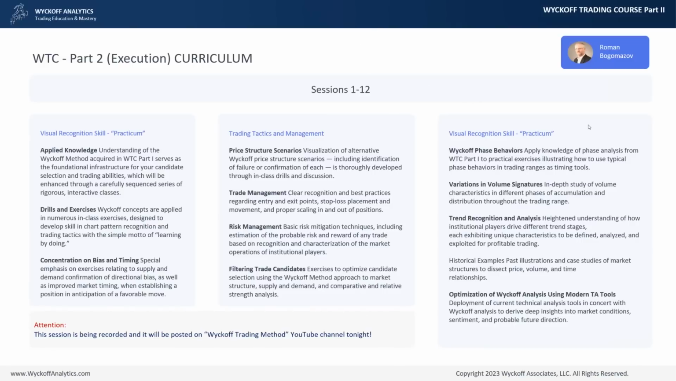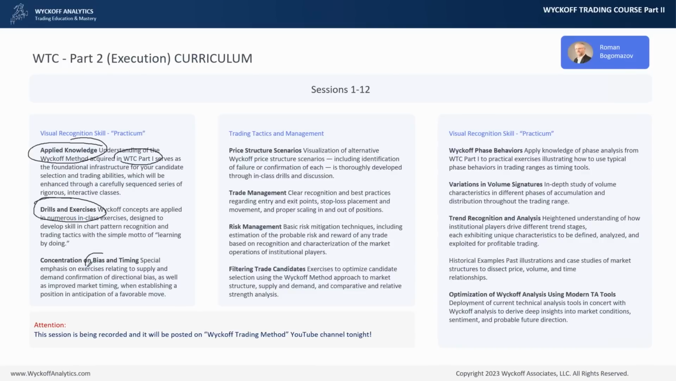All right, so here's our curriculum. We are going to apply a lot of the knowledge that we have taken from WTC Part 1. It's foundational knowledge for us, and now we need to convert it into a skill. That's what this class is all about: taking the fundamental knowledge and going through the exercises multiple times throughout the semester, doing all of the homework, especially with the bias game and anatomy of the trade, and just building the skill of recognition and execution on top of the knowledge. And obviously, this is all about going through a lot of drills and exercises.